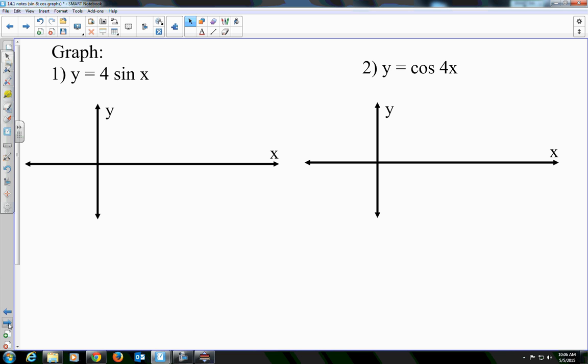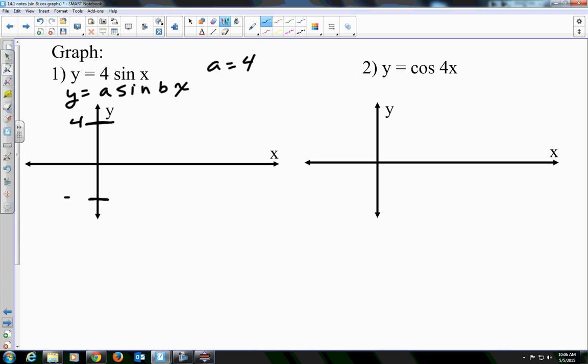Now, if you remember the equation y equals a sine bx, when you look at that, what's my a equal to? 4. What's my b equal to? 1. There's nothing there. You assume it's 1, okay? So if a equals 4, that's my amplitude. So that means the highest this is going to go is 4. The lowest it's going to go is negative 4. That's my amplitude. Now, my b is 1.